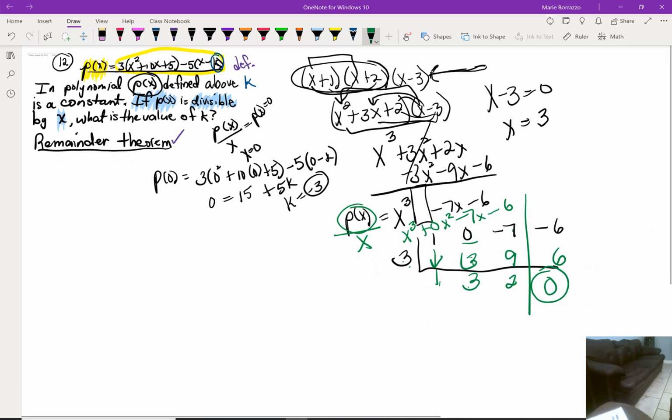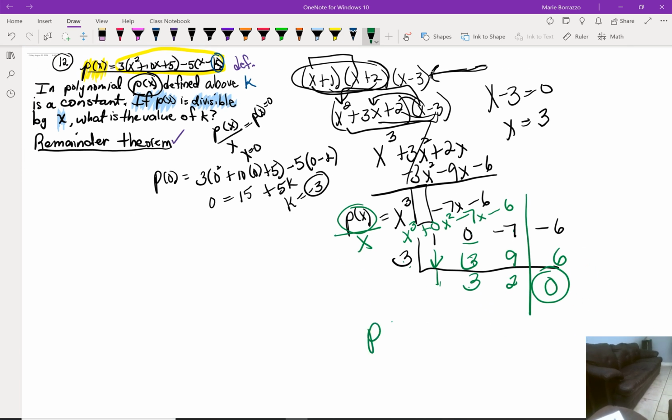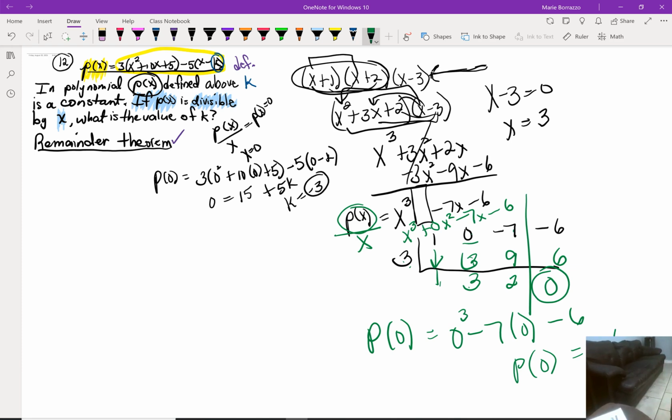If I were to say I have p of 0 in this case, then this would be 0 cubed minus 7 times 0 minus 6, and so p of 0 in this case would equal negative 6. And that is the thought here. This is p of 0, where up here p of 0 should be negative 3.